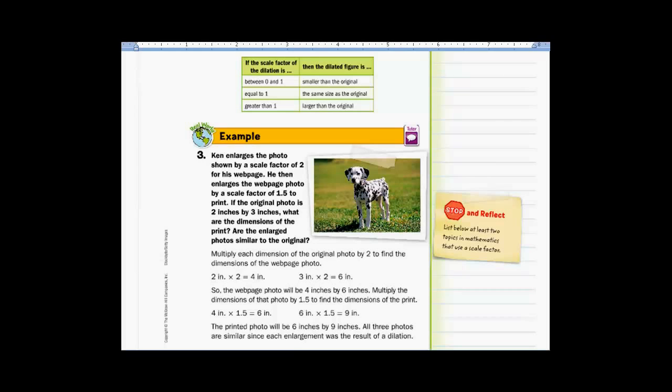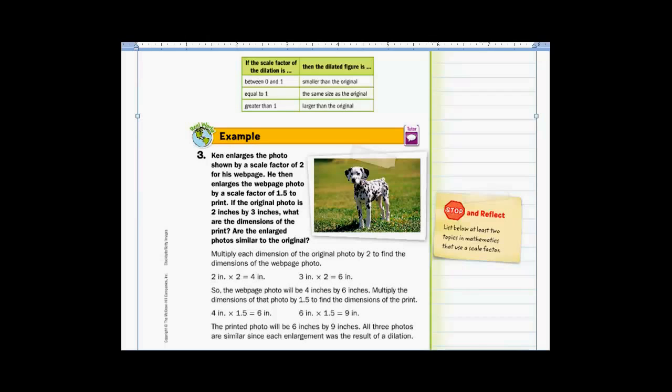So if we're talking about this, if the original was 2 by 3, and if you enlarge that by a scale factor of 2, you multiply them both by 2, you now have a 4 by 6, sorry, 4 by 6 for the web page. So now the web page, which is a 4 by 6, has to be enlarged again by a scale factor of 1.5 for the print. So I'm going to take a 4 by 6, multiply it by 1.5. 4 times 1.5 is 6. 6 times 1.5 is 9. So the actual print, the printed photo, would be 6 by 9.